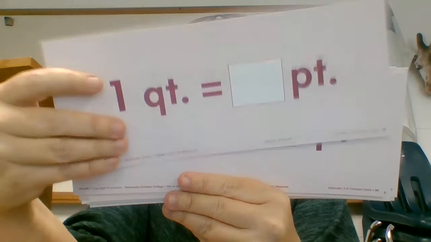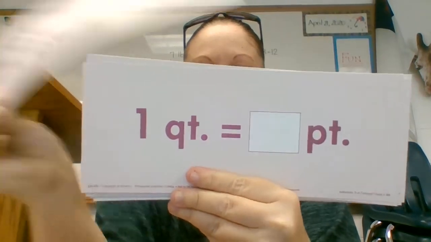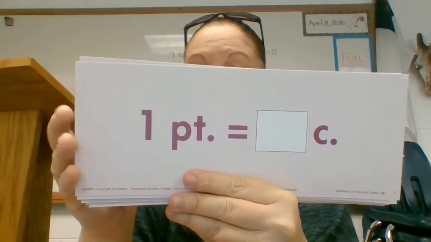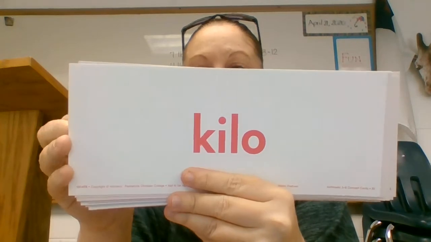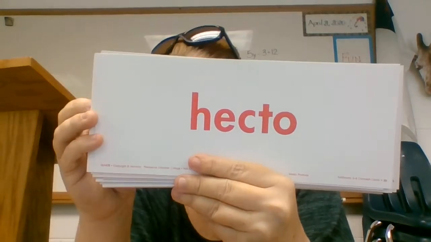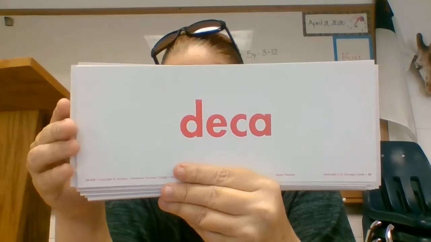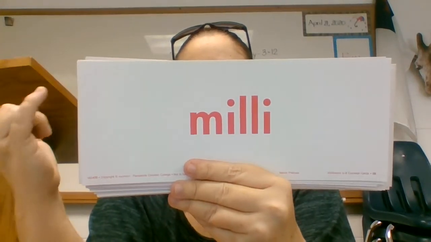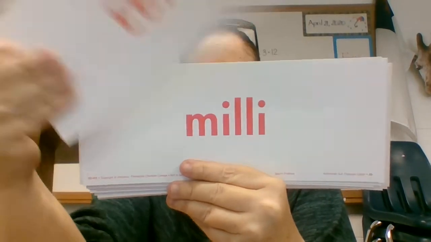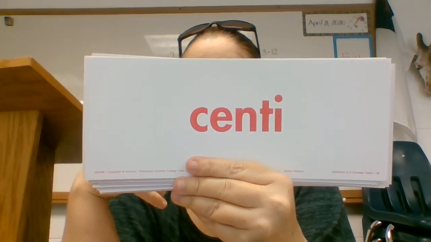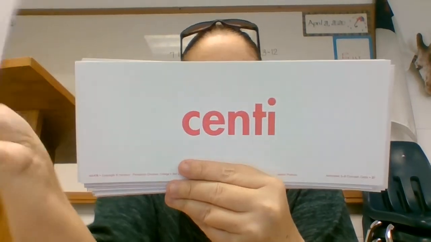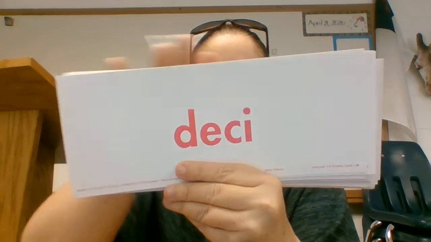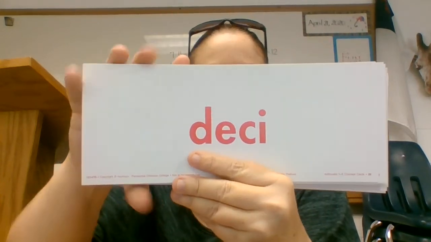3, 4, 2, 2, 1000, 100, 10, 1/1000th or 0.001, 1/100th, which is 0.01, or 1/10th, which is 0.1. Okay, good.